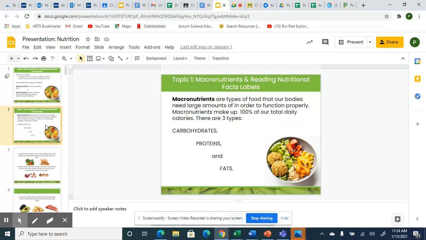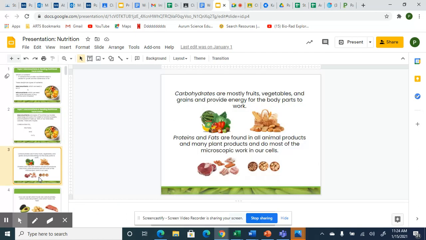So macros are carbohydrates, proteins, and fats. So carbohydrates are mostly fruits, vegetables, and grains, and proteins and fats. Proteins are meats and nuts.